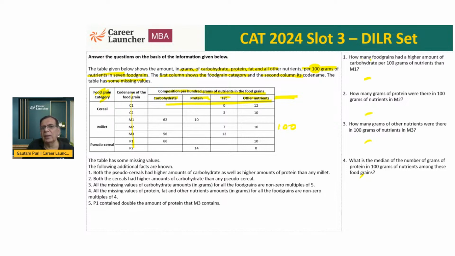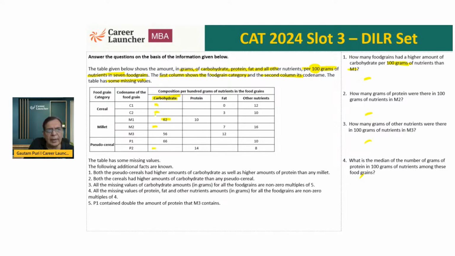For example, question 1. How many food grains had higher amount of carbohydrate per 100 grams of nutrients than M1? So what's question 1 telling me? We need to find, M1 has 62 grams of carbohydrate. How many of the remaining have higher than this?